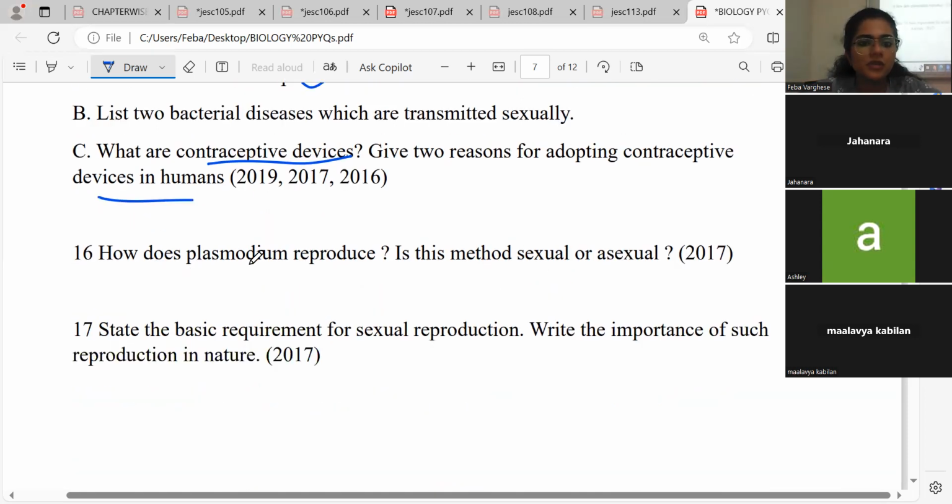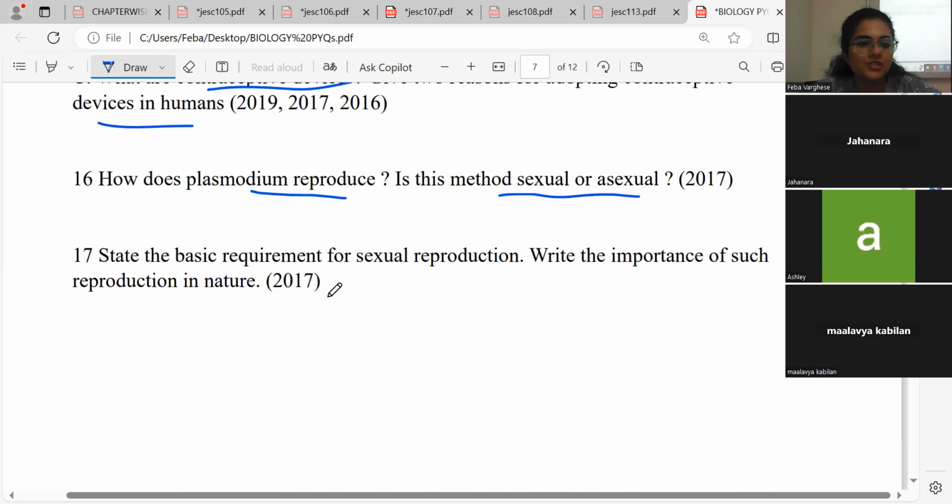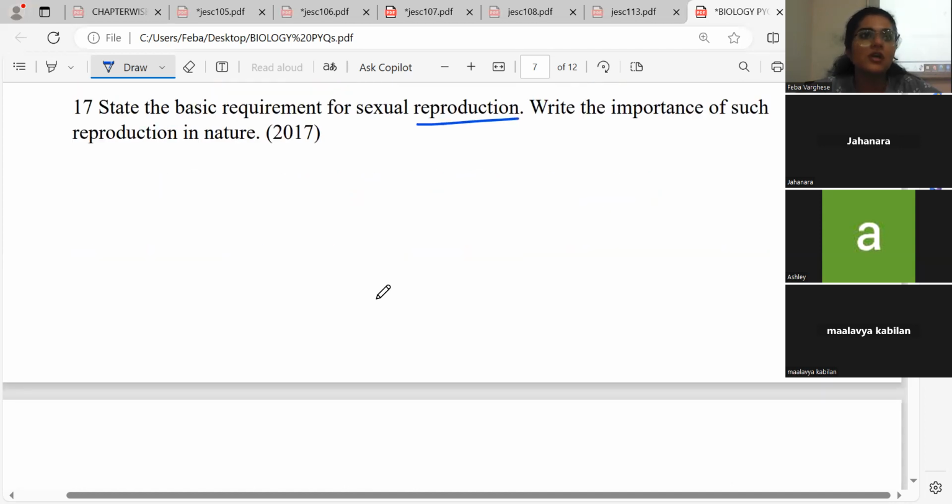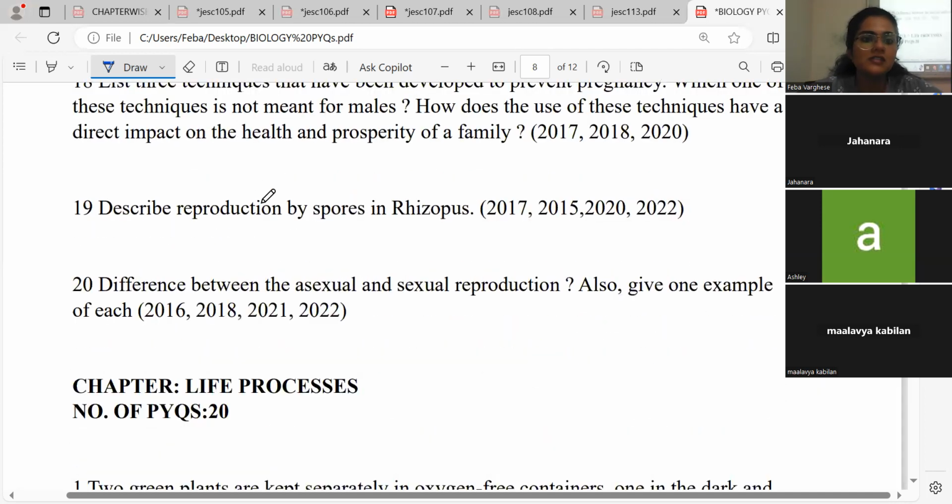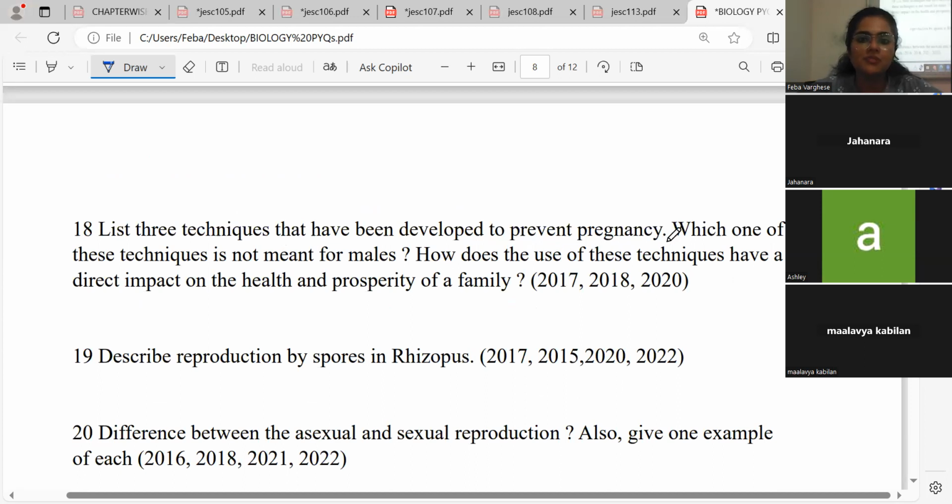Then how does Plasmodium reproduce? Is it a method of sexual or asexual? Asexual method is a process of multiple fission. Say the basic requirement for sexual reproduction. Two individuals belonging to the same species but of two different genders, right? So that they can contribute different germ cells, opposite germ cells, right? The importance of such reproduction in nature: it imparts variation which helps in evolution and in selecting fit individuals so as to survive better.